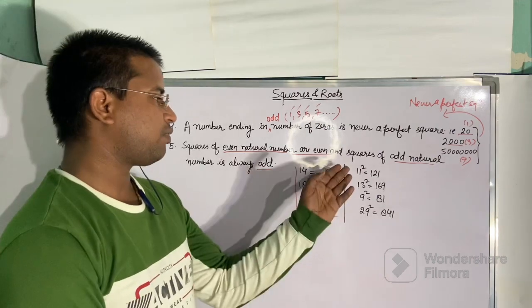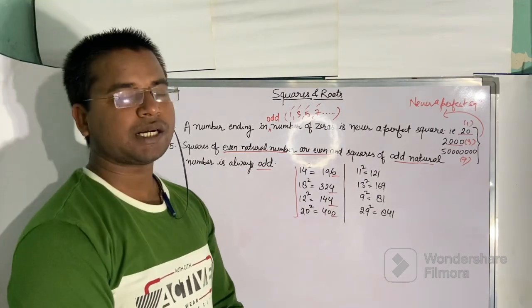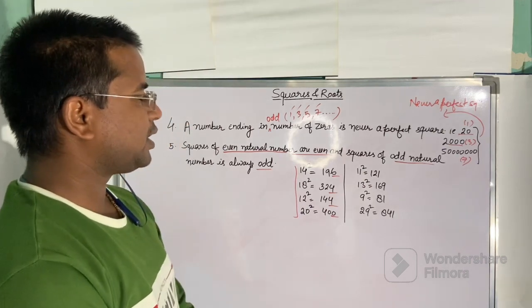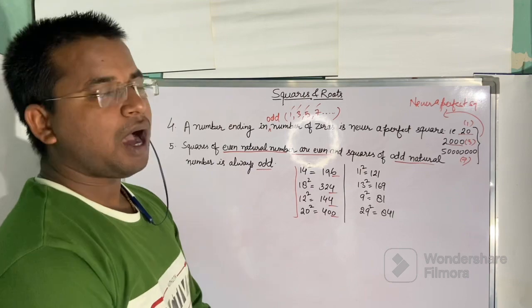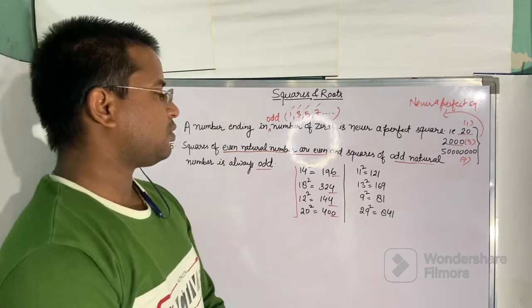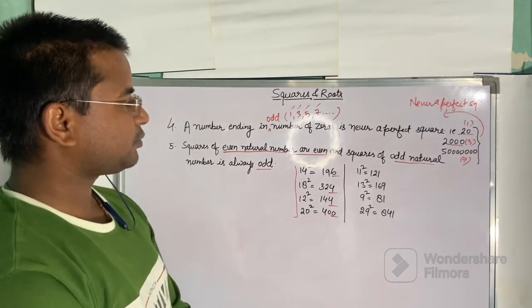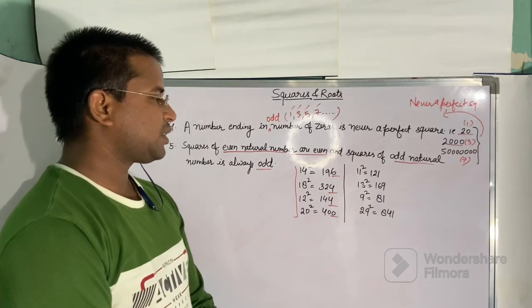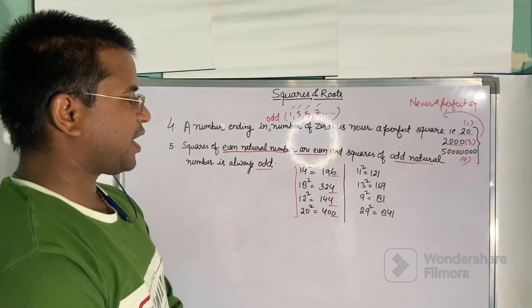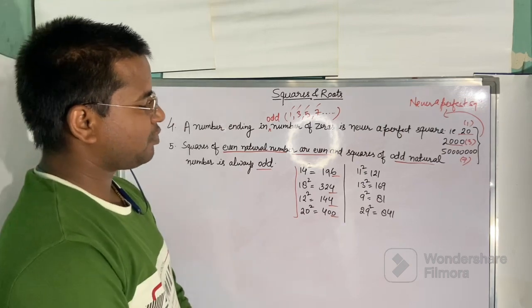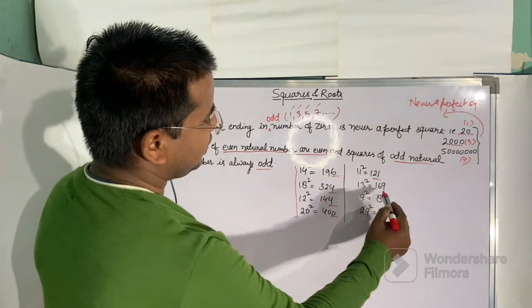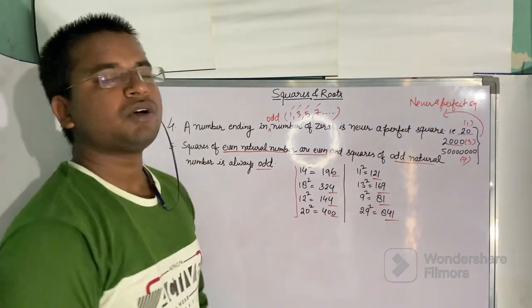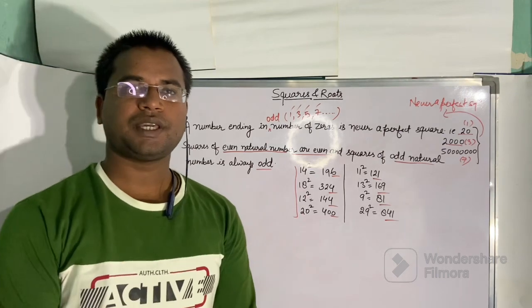Now the square of odd numbers, which are not divisible by 2. We see that 11, 13, 9 and 29 are odd numbers. So the square of 11 is 121, the square of 13 is 169, the square of 9 is 81, and the square of 29 is 841. So we see that the squares of odd numbers are also odd numbers. Okay.